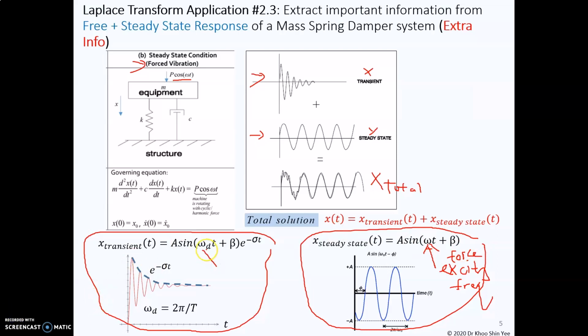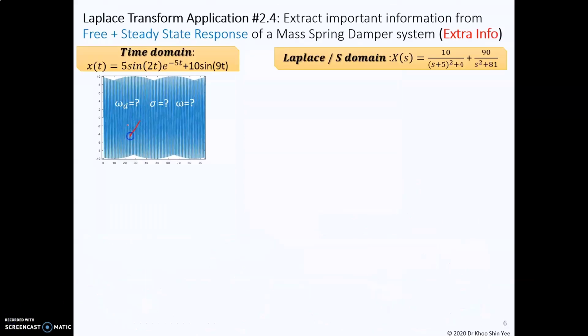And omega d here indicates the natural frequency of the system. So let's say you measure the x total to be this, and you plot the graph. And you are going to find what is the omega d, sigma, and omega from this plot. It will be very difficult for you to find it in the time domain because the signal is complicated.